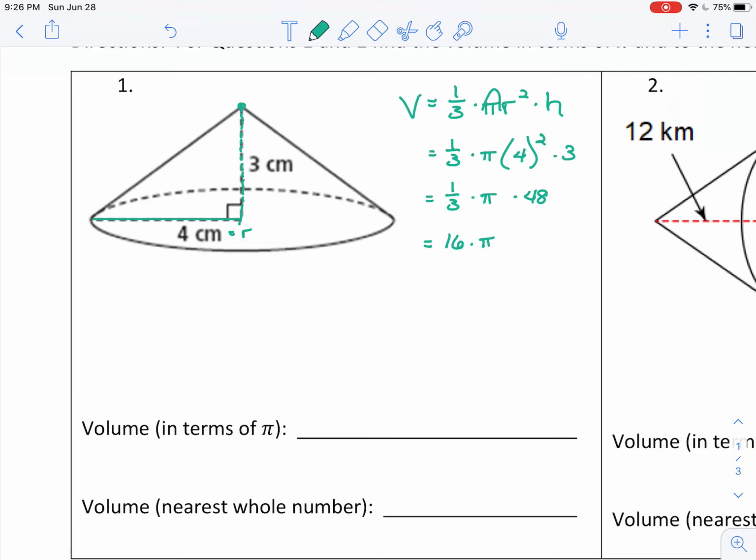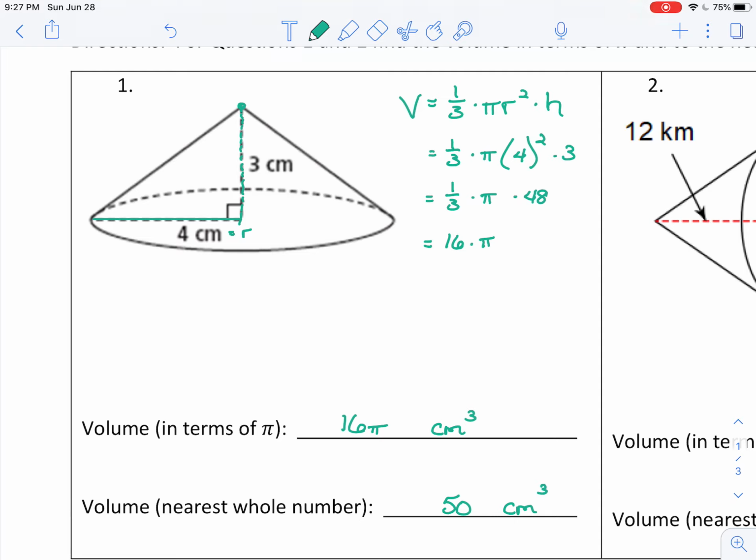But I still have this pi. You cannot just drop pi. There's a circle in the shape. Pi has to be involved. So that is our answer in terms of pi. So I have it not rounded. It's exact. And then if I take 16 times pi, which remember I showed you before where the pi button is, I'm seeing 50.2. So it's about 50 cubic centimeters.